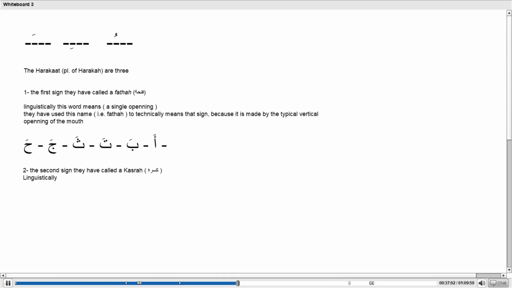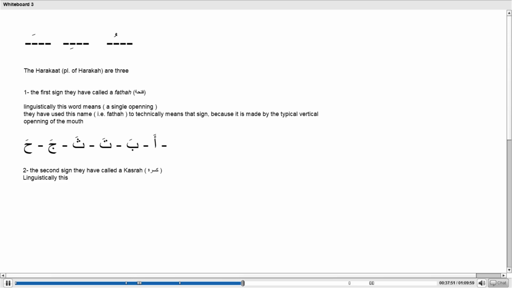Now, linguistically, again, why am I mentioning the linguistic meaning first? To show the relationship. To show you that they got the technical meaning because it shares the linguistic meaning. I mean, it is taken from the linguistic meaning. Okay? The linguistic meaning is the technical meaning and more, and the technical meaning is the linguistic meaning, but specified. Understood?